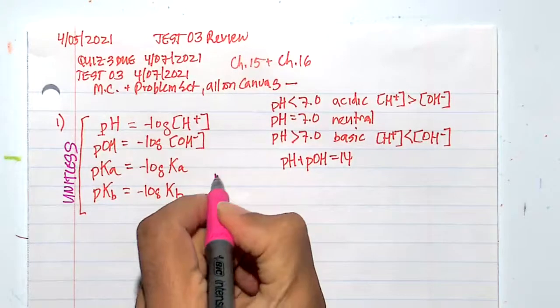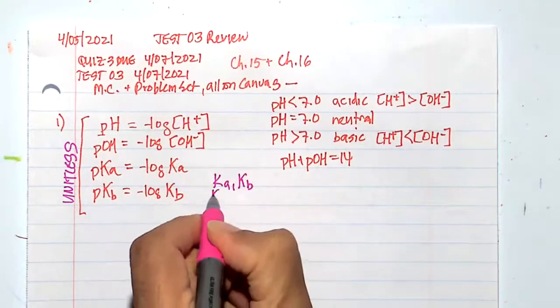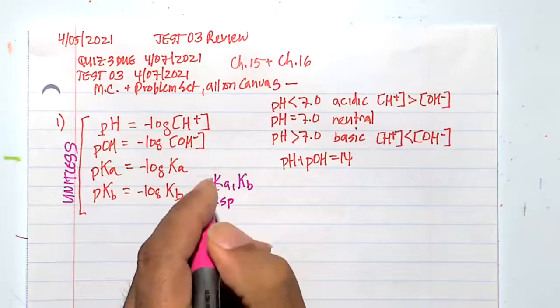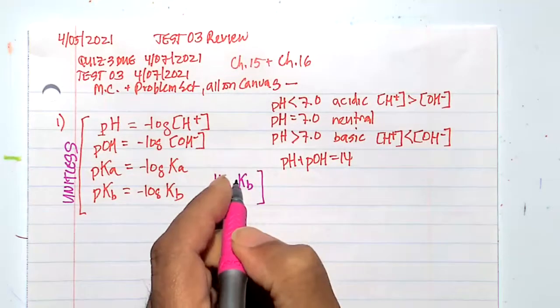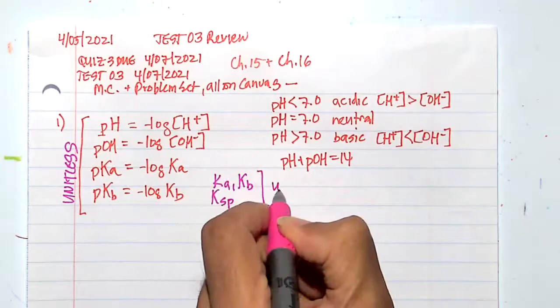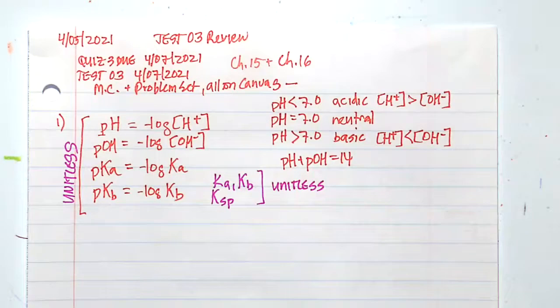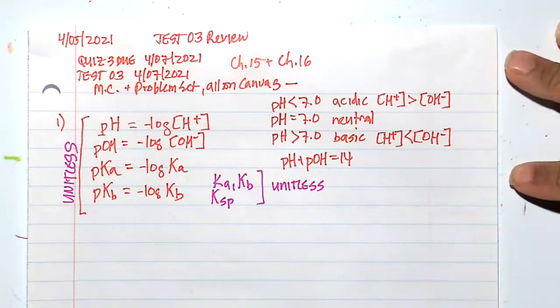Also, I should say Ka, Kb, these equilibrium constants. We also talked about another equilibrium constant called Ksp. Anytime you have an equilibrium constant, capital K, that is also unitless. Okay, so this is information that you can get multiple choice questions from, so make sure you know that.